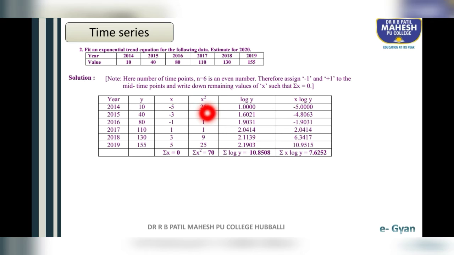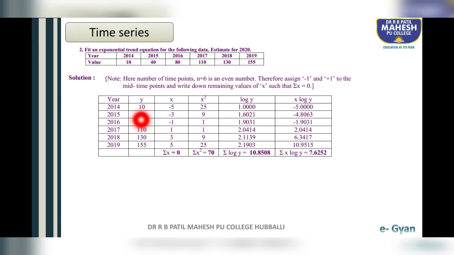So find the x square. -5 whole square is 25. -3 whole square is 9. -1 square is 1. 1 square is 1. 3 square is 9. 5 square is 25. Next we want the log of the y values, so find the log of the y values.